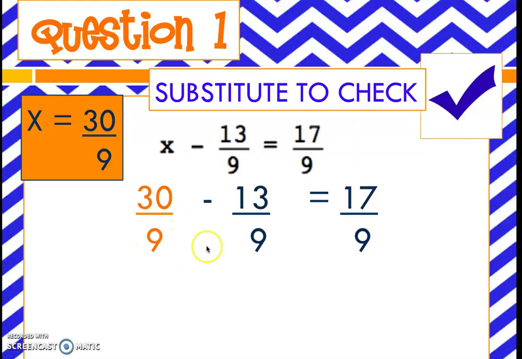Okay, so now we're going to subtract these fractions. We know we already have common denominators, so we can just subtract across. 30 minus 13 is 17. And then we keep our same denominator of ninths, and so we have 17 ninths. 17 ninths equals 17 ninths, so we know that our solution for x of 30 ninths makes our equation true.